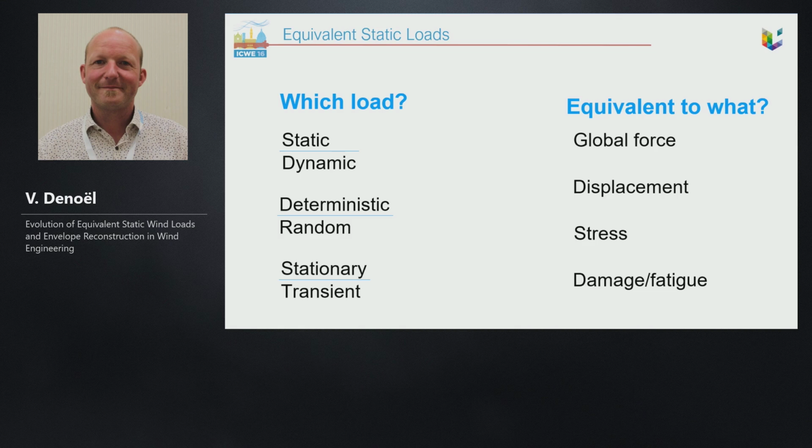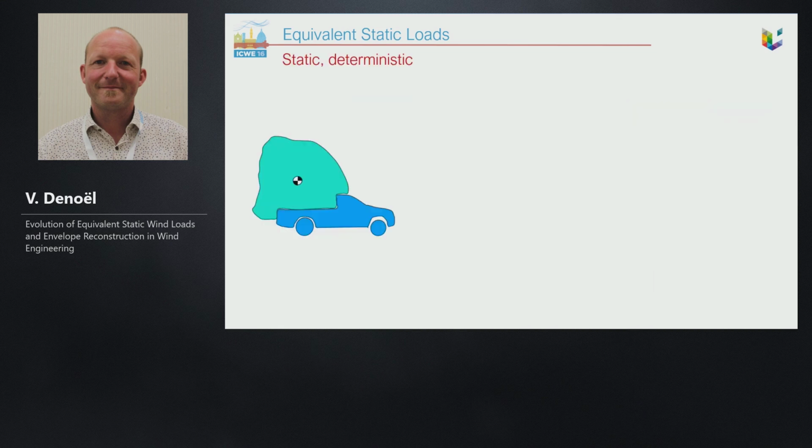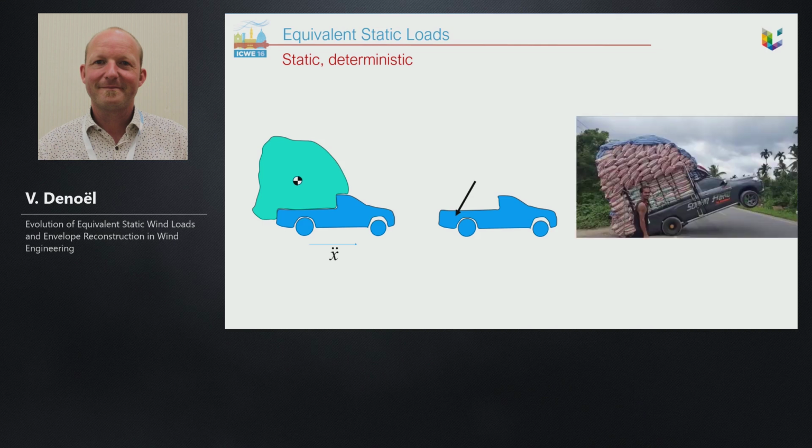And to start with and frame the problem, we start with a very simple case, static and deterministic, and is what we teach to our undergraduate students. We have a load, we load our truck with something, and maybe we apply also another action, an acceleration. And we teach them that they can substitute these two conditions with a single force. And hopefully this single force provides the same effect of the combined load. And if we did a good job, we can prevent a failure.